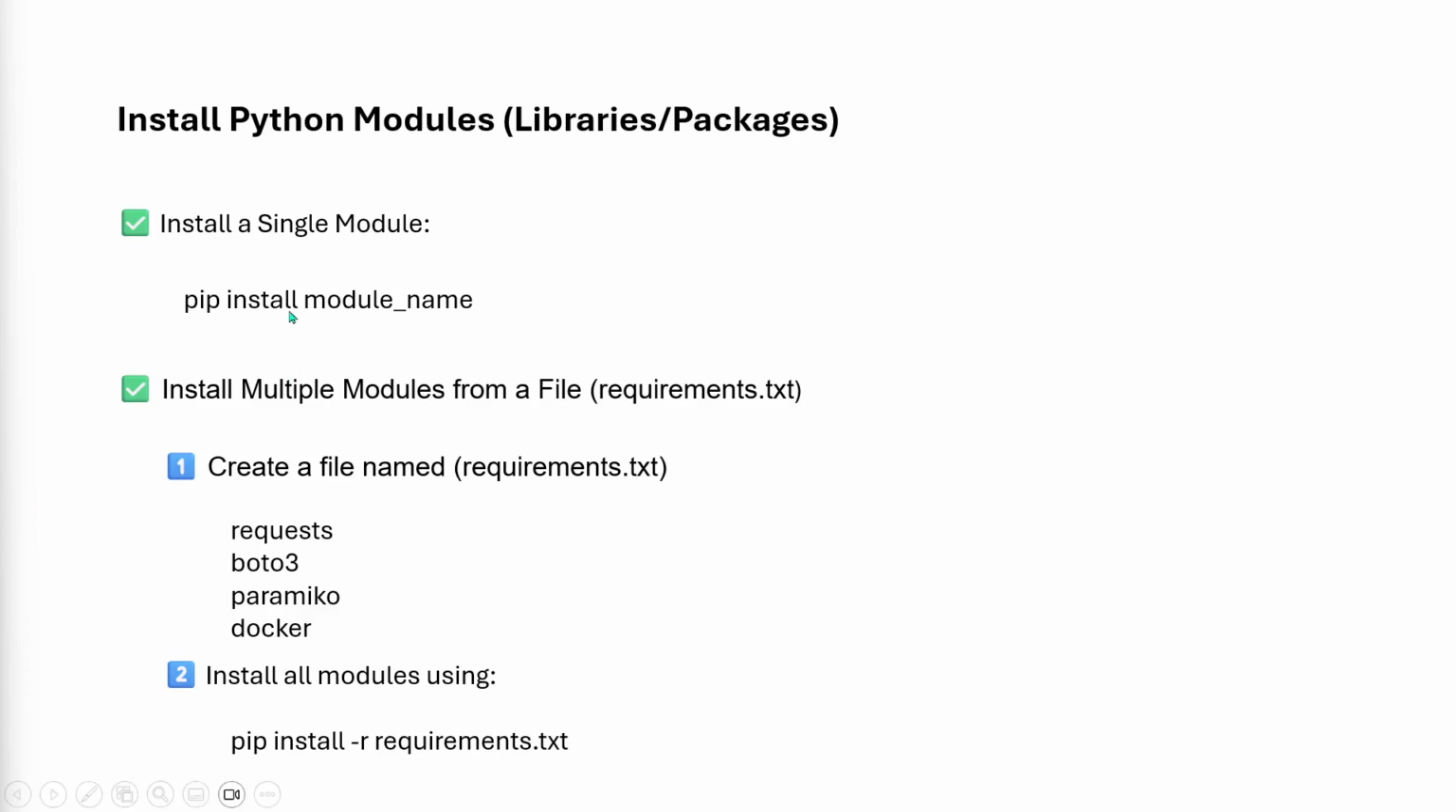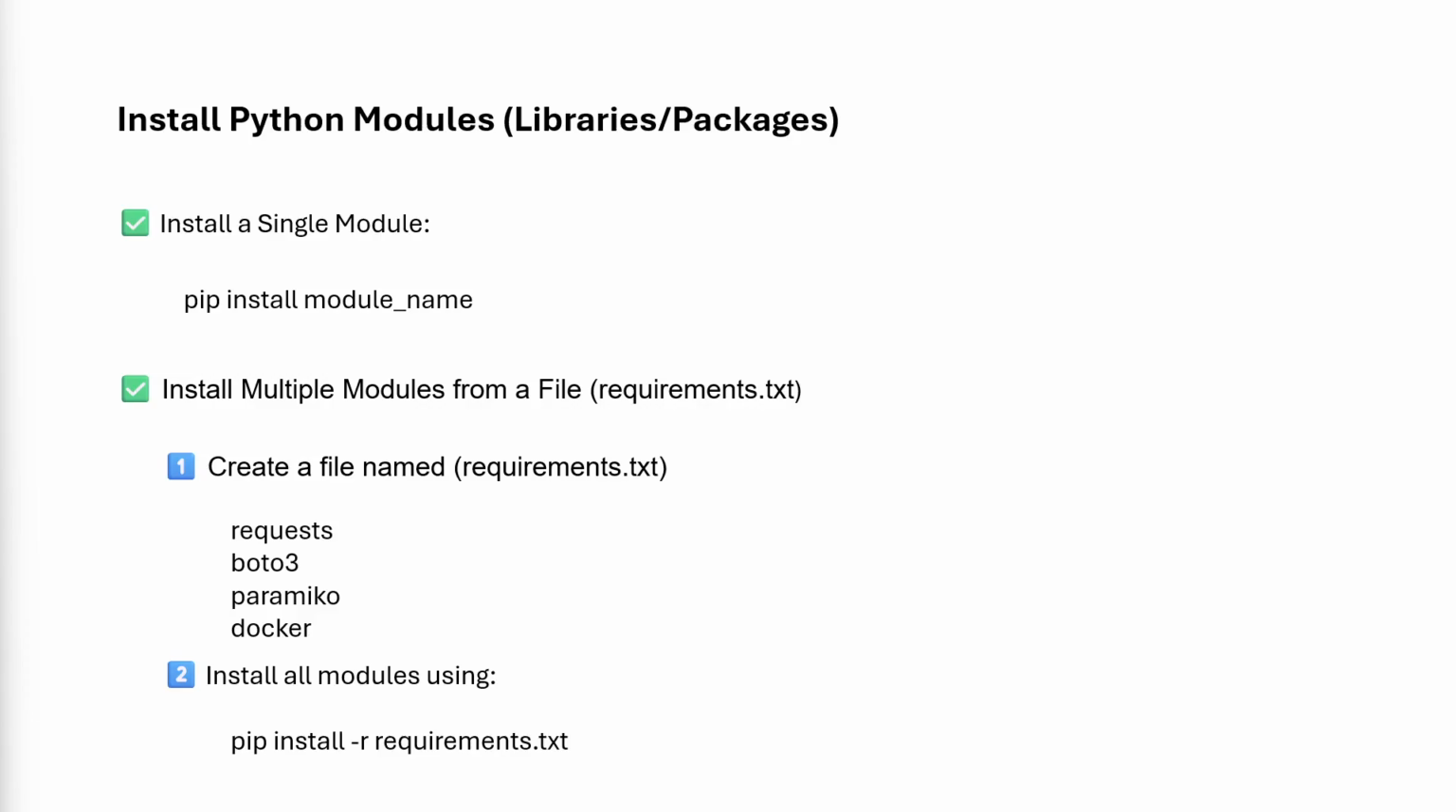In case you want to install a single module, for example os, subprocess, paramiko, anything, you can give pip install paramiko, pip install os, whatever it is. But in case you want to install multiple modules, and we have seen 10 modules, right? If you want to install all the modules at once, then you have to create a file called requirements.txt. Inside the file you have to mention all the modules like requests, boto3, paramiko, docker, everything. And to install, you can just use pip install -r requirements.txt. So all the modules which are required will be installed automatically.